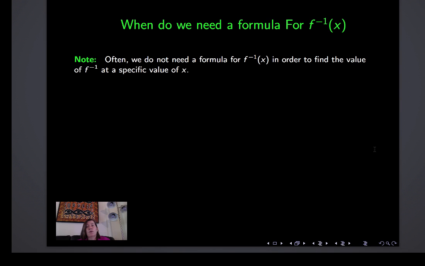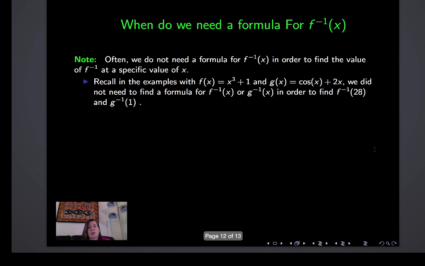When do we need a formula for f inverse of x? As we saw previously, we don't always need the formula for f inverse of x in order to find a value of f inverse at a specific value of x. So recall in our previous examples, we had f of x is x cubed plus 1, g of x is cosine of x plus 2x, and we didn't need a formula for f inverse in order to find f inverse of 28, or g inverse of 1.